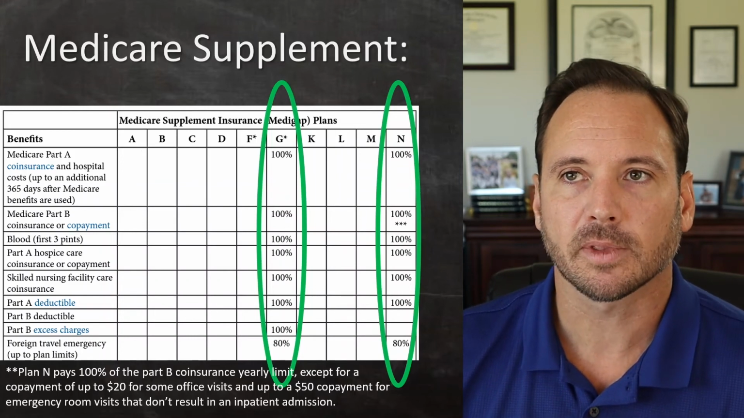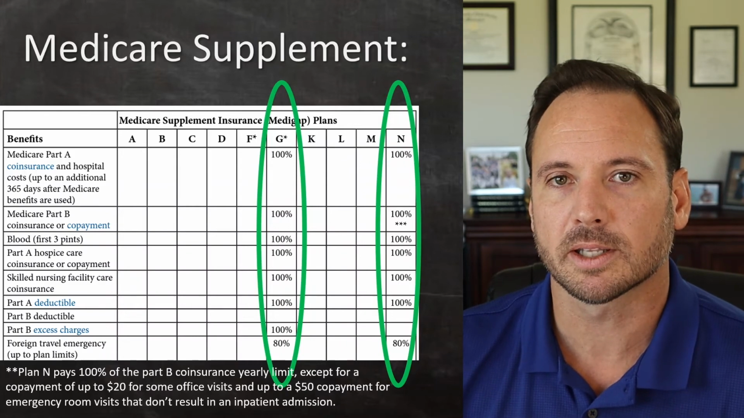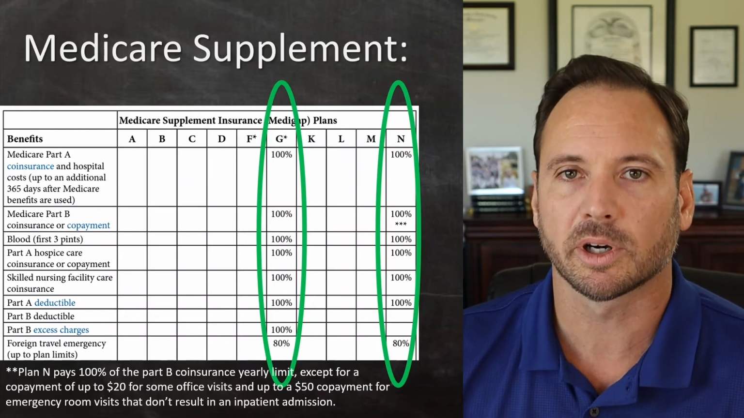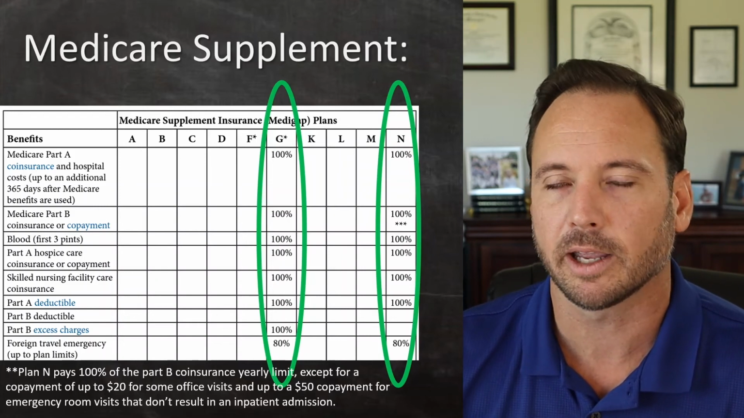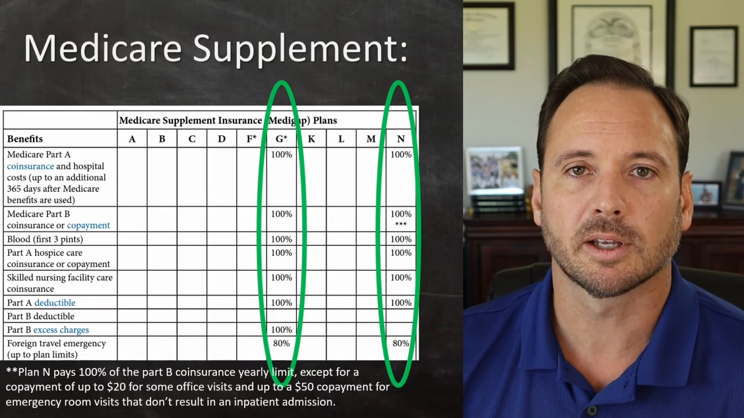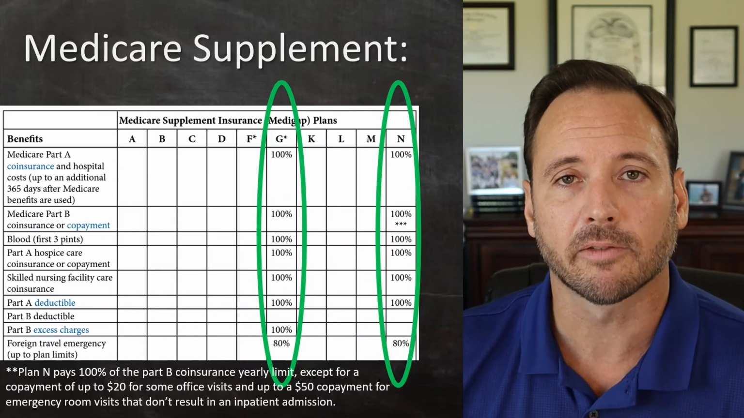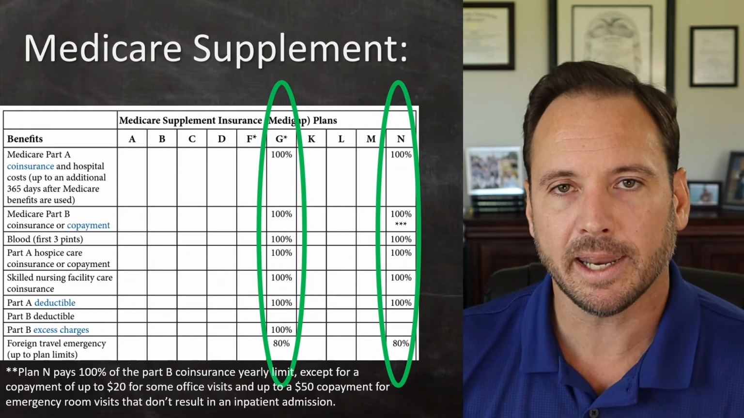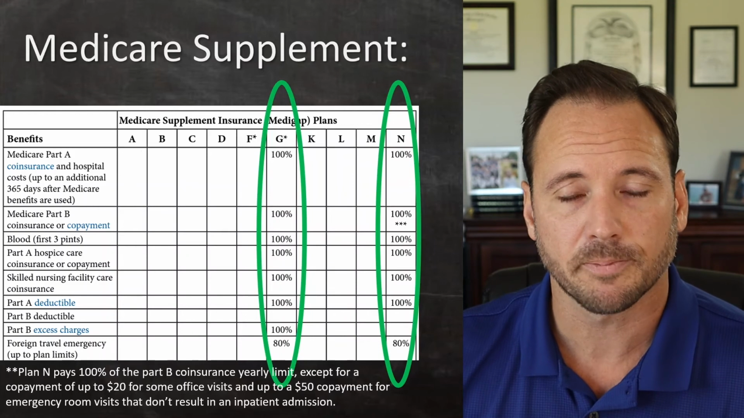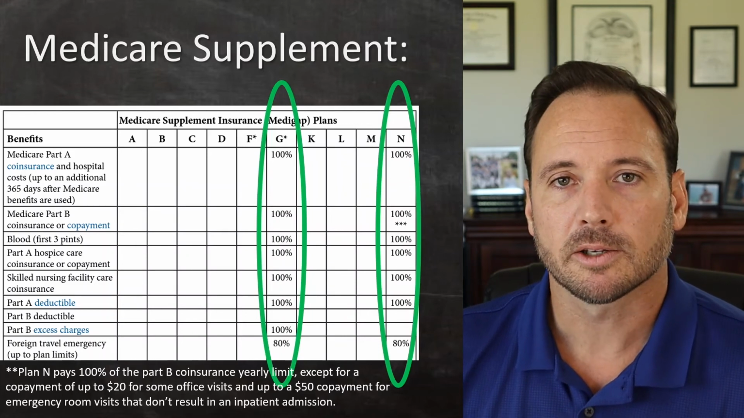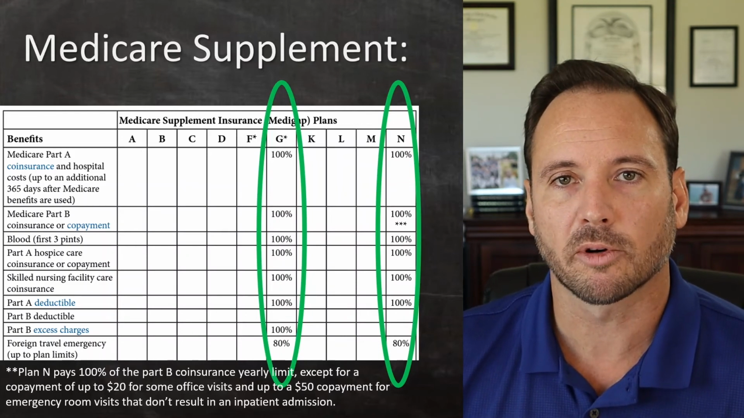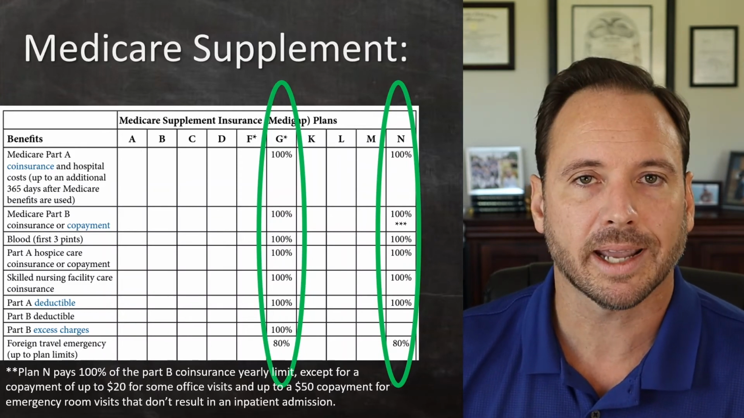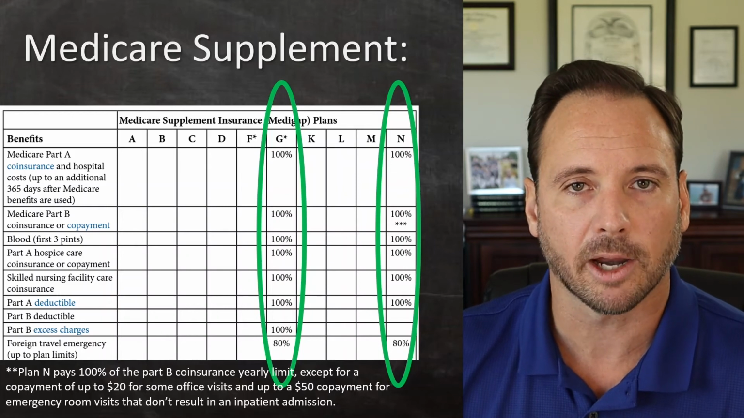The last difference is really one of the reasons that Plan N has gotten so popular so quickly, because everyone is now realizing that the last difference is very, very rare. And that is that Plan N does not cover something called Part B excess charges. Let me explain what on earth that means. So any doctor that wants to provide his or her services to Medicare beneficiaries is first required to have a contract with the federal Medicare program.